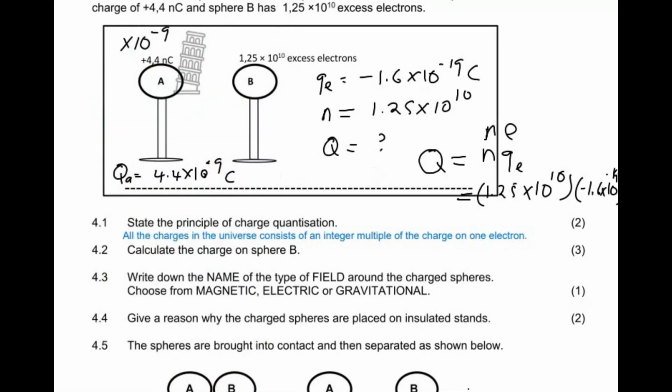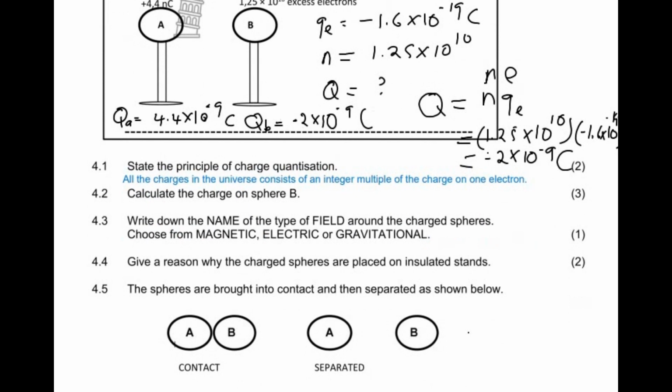So it means that the charge on sphere B is minus 2 multiplied by 10 raised to the power of minus 9. The SI unit for charge is coulombs. So that is the charge there. We can just write QB for the charge on sphere B, which we have calculated now as minus 2 multiplied by 10 raised to the power of minus 9 coulombs. So you will get your mark there for that formula of charge quantization, the substitution, and the final answer.